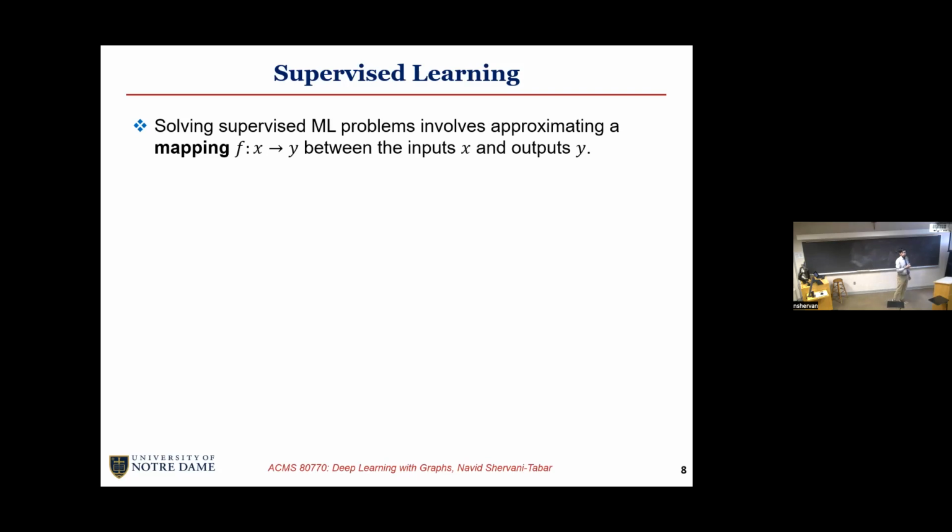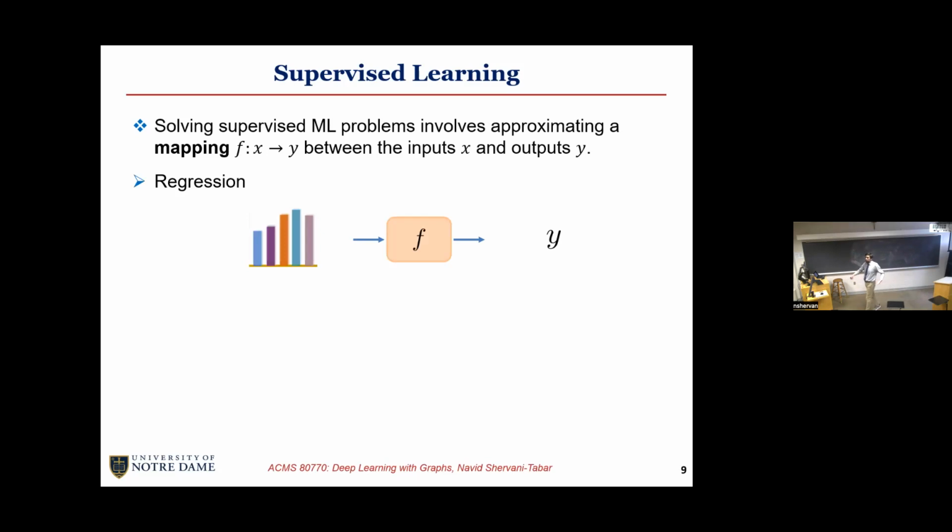So in many supervised problems, we have some input X and we are mapping that input X to some output Y. That can be a real number, that can be a category. So the idea is that our machine learning model wants to learn this mapping from X to Y. And that can be useful, for instance, for regression problems.